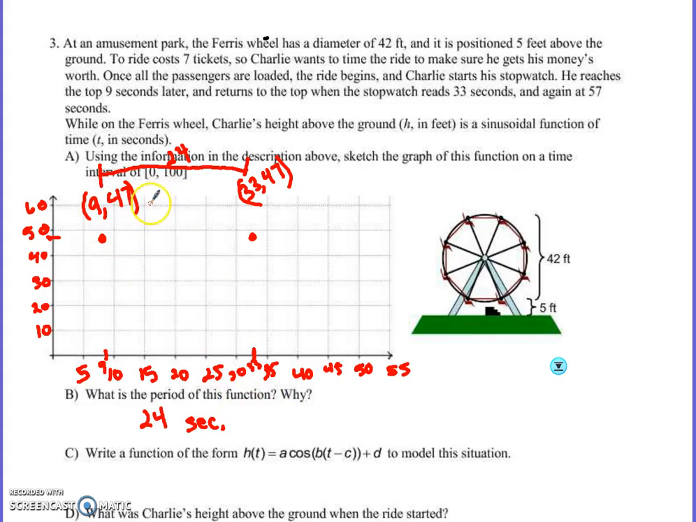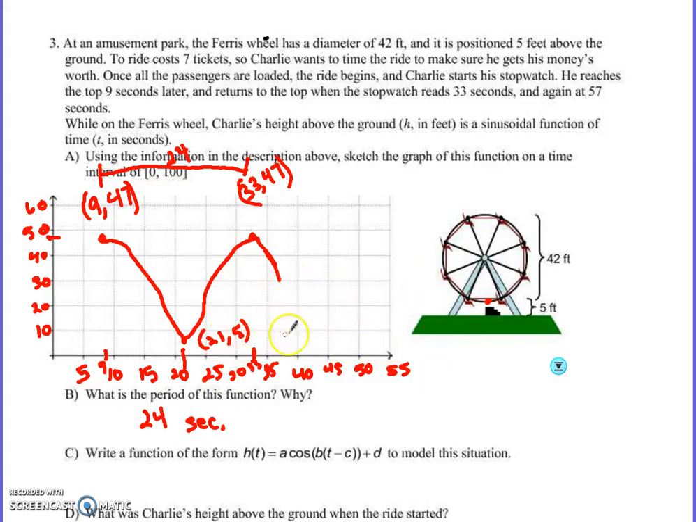So 9 plus 12 is 21. At 21, he'll be at the lowest point on this ride, which is at 5 feet. So 21, 5. Now we can see what this looks like. It's supposed to be very curvy, like a sine or cosine graph, and then it just keeps repeating and going. I'm only going to draw that one for now.